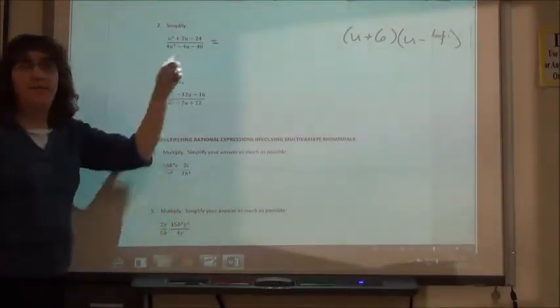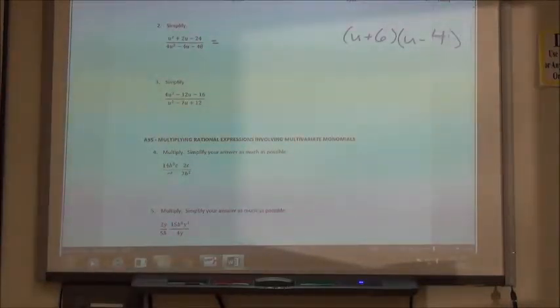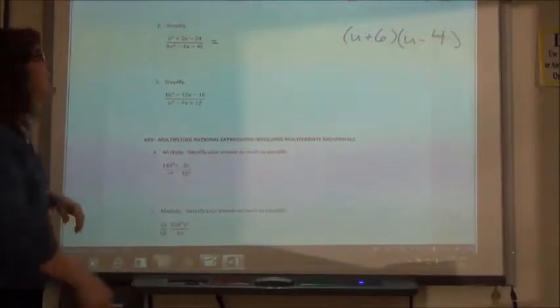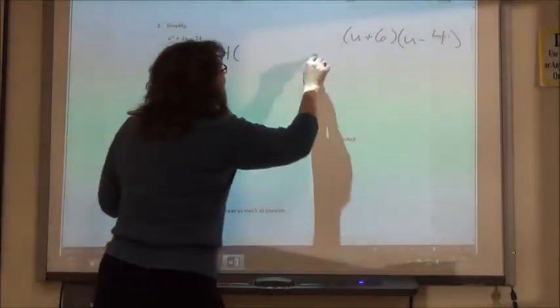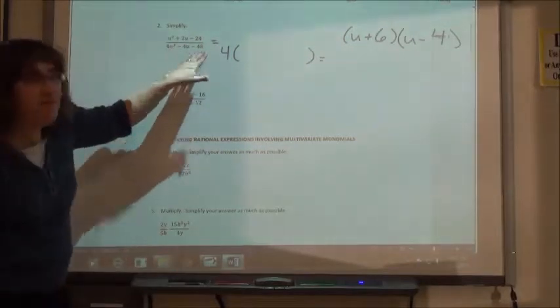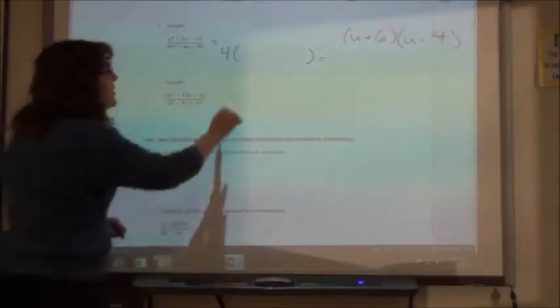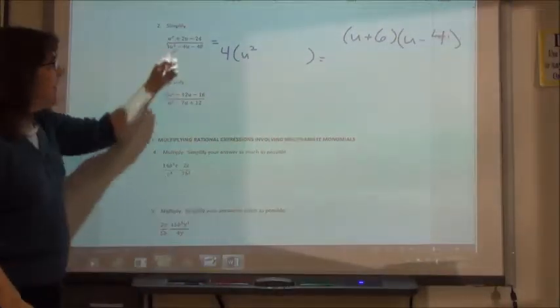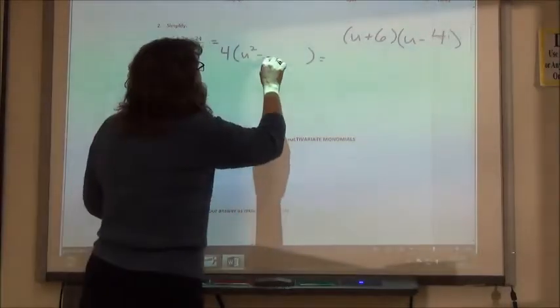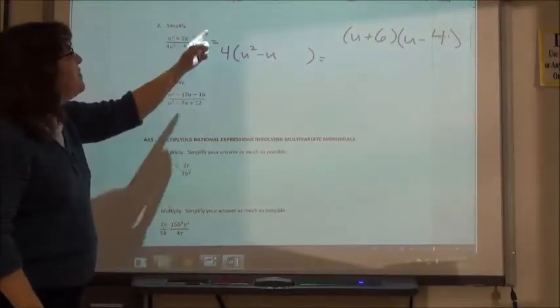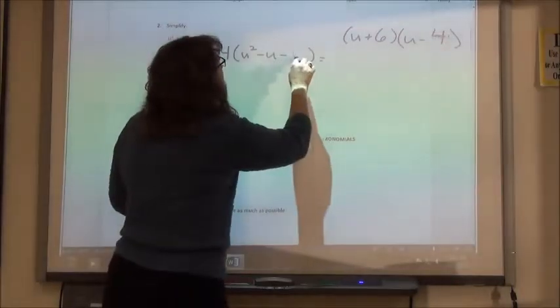Now, if we look at the bottom, that one does have a greatest common factor. I can divide all of those by 4. All of those are divisible by 4. So I'm going to divide them all by 4 first. So 4u squared, if I take the 4 out of there, I just get a u squared. Negative 4u, if I take the 4 out of there, I get a negative u. And then negative 48 divided by 4 would give me negative 12.